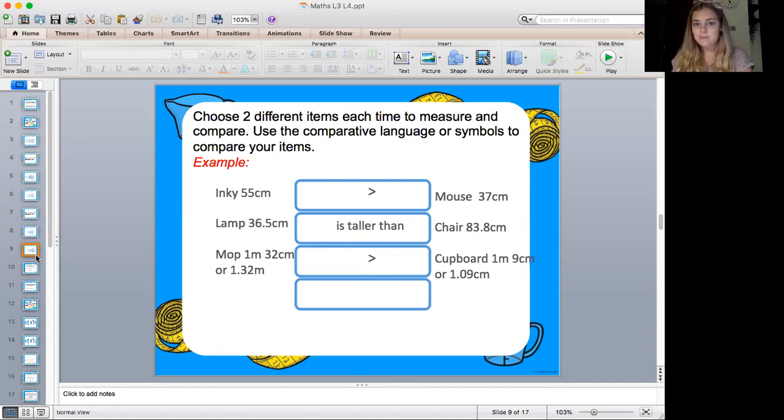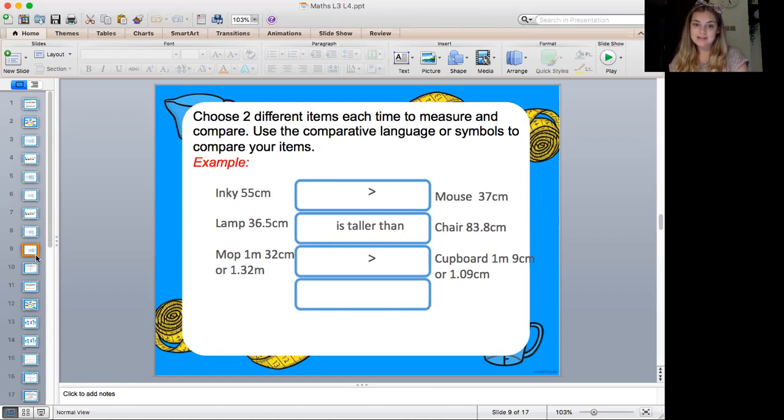Now, when you compare them, you can see if it's smaller than or taller than, and you can also look at the numbers for an extra challenge, see roughly how much bigger it is. So I was thinking, wow, my chair is much, much taller than my lamp. It's just my bedside lamp. And I thought, it's like 50 centimetres or something taller. So that can be an extra calculation for you if you wish to challenge yourself.